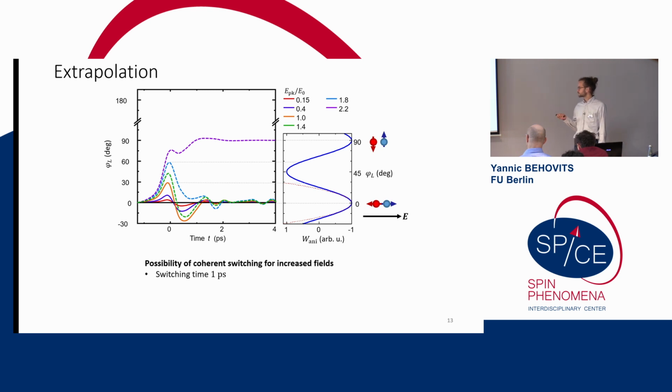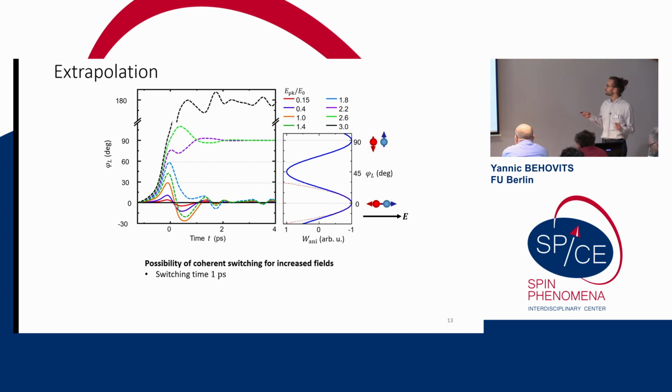And this switching time that you can see here is on the order of 1 picosecond, so you really take advantage of the strong exchange fields. This is also somewhat stable, so you can increase the electric field a little bit and you still end up at 90 degrees. But if you go further than that, you can actually rotate over this first minimum and end up in the next one, which is at 180 degrees.